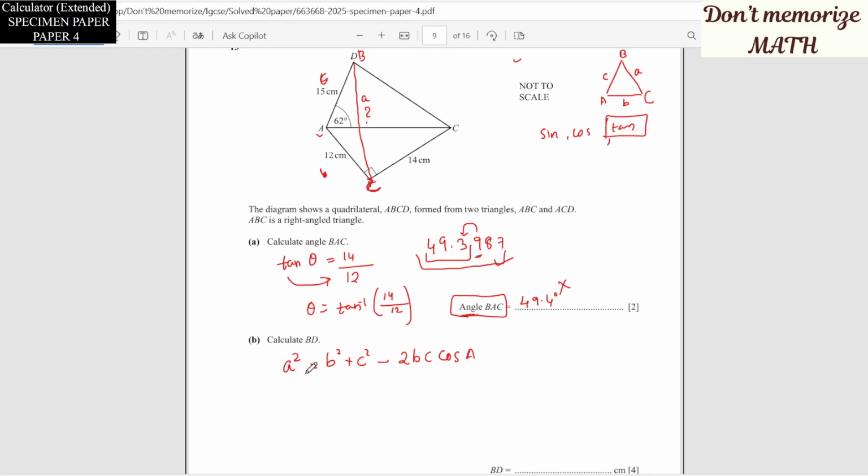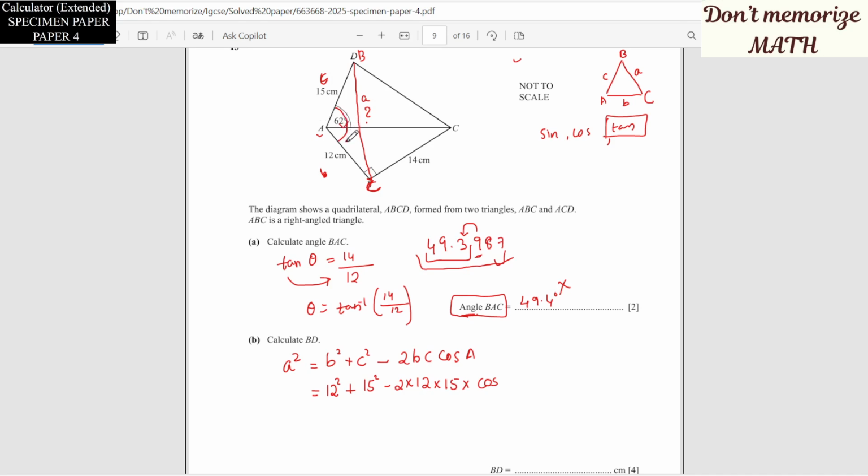So we'll directly get the answer, no need to rearrange them. Okay, so what is b square? b square is 12 square, plus c is 15. So c square will be 15 square minus 2 times b, which is 12, times c, which is 15, times cos, what is capital A? What is this complete angle? Cos of complete angle. So already we have 62.